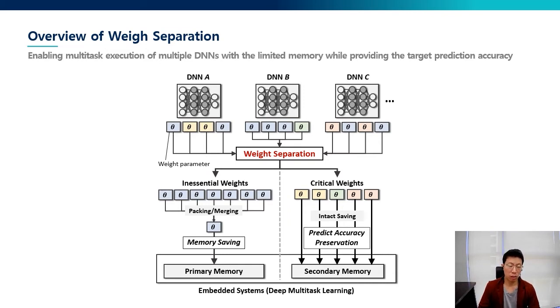The proposed weight separation identifies which weight parameters are inessential and which are critical to prediction accuracy. The inessential and critical weight parameters are placed separately in the main memory and secondary memory of the system, respectively, so it can achieve low memory and accuracy preserving multitask learning on a memory-constrained embedded system.